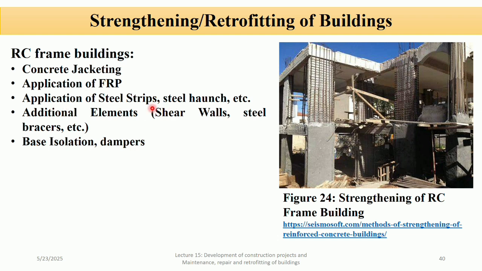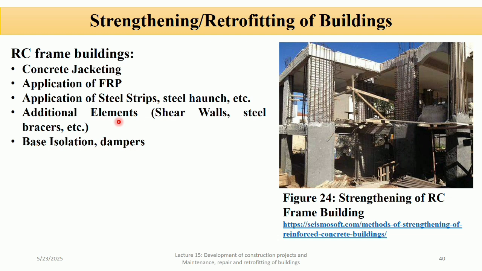Application of steel strips, steel haunch. So adding steel strips, angles or stiffeners to strengthen joints, beams and connection. Steel strips or plates are welded or bolted to the surface for reinforcement, and steel haunch is a steel element added at the beam column joint to improve strength.